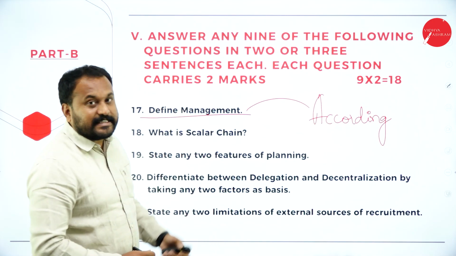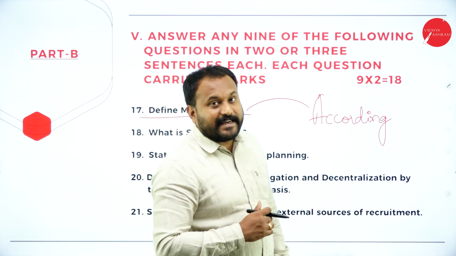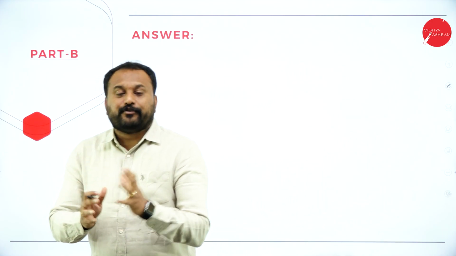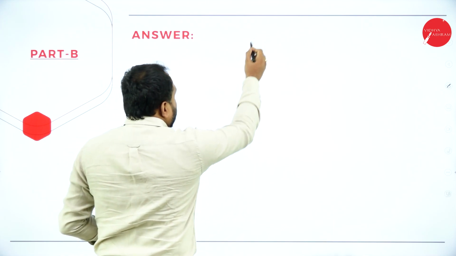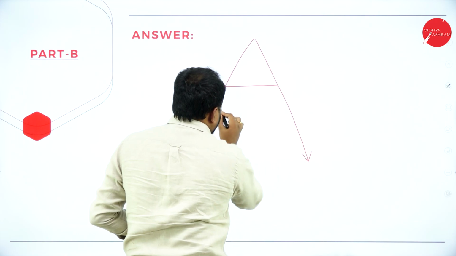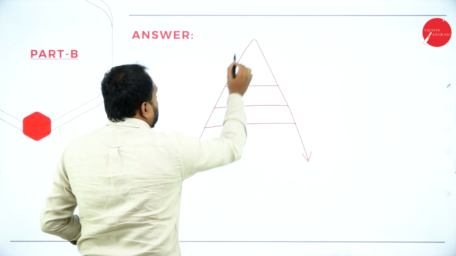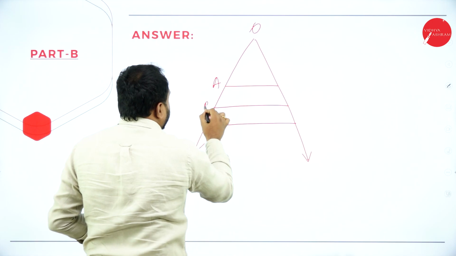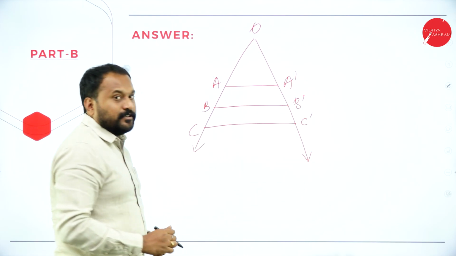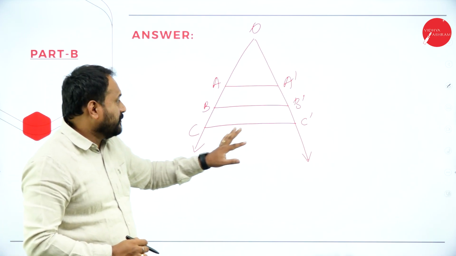Next is, what is scalar chain? For this, I'll help you how to write the answer. Scalar chain was given by Henry Fayol. In Henry Fayol's 14 principles, the 6th principle is scalar chain. What exactly is scalar chain? Now, you can also draw these diagrams. You can also write the tiers, no issues. Here you have O, A, B, C, A dash, B dash, C dash. This is only for your understanding. I'm just explaining it to you.